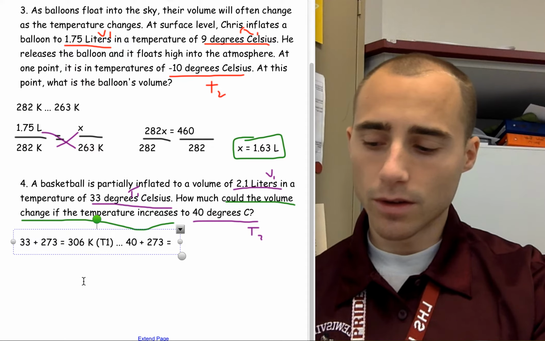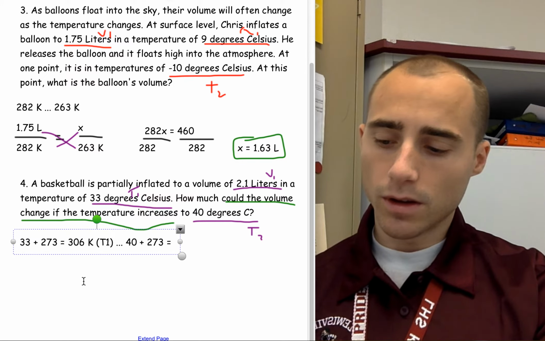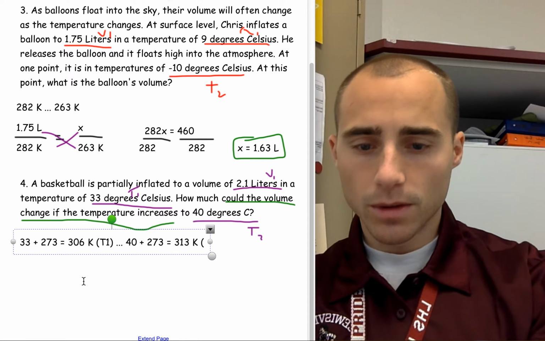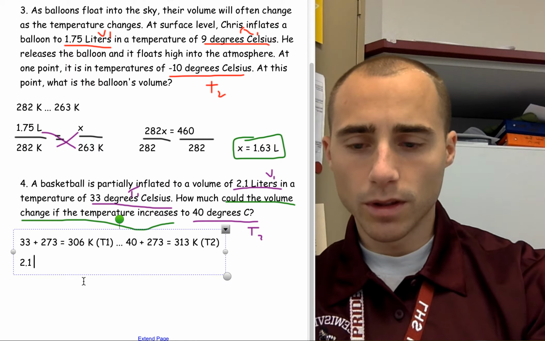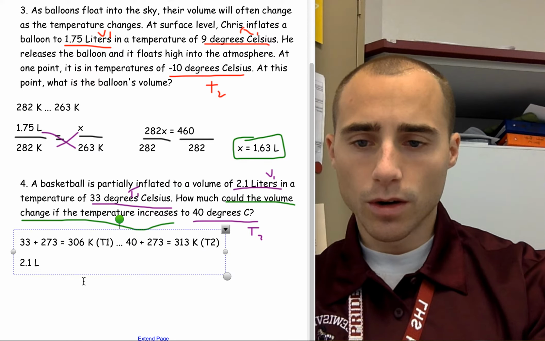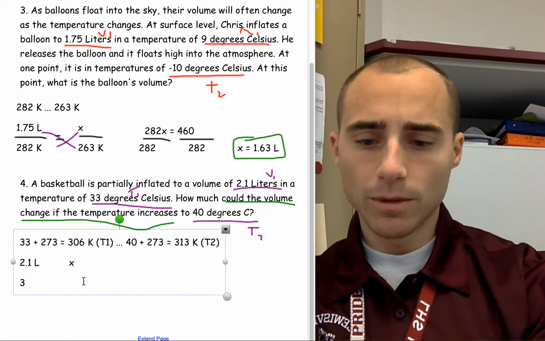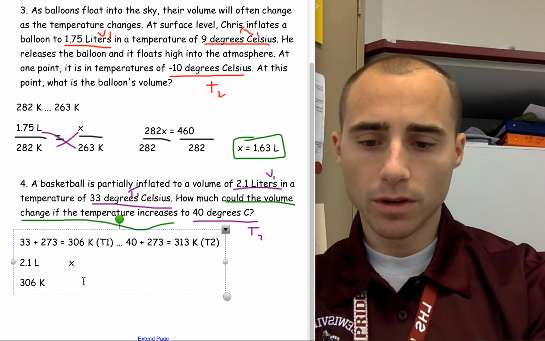Let's make sure. It's always safe. 40, 313, right? Yeah, 313. 313 Kelvin. That's going to be our T2. Okay, let's set up our ratio. We have 2.1 liters. We do not know our other volume, so that's going to be X. We know that our first temperature is 306 Kelvin. Our second temperature is 313 Kelvin.